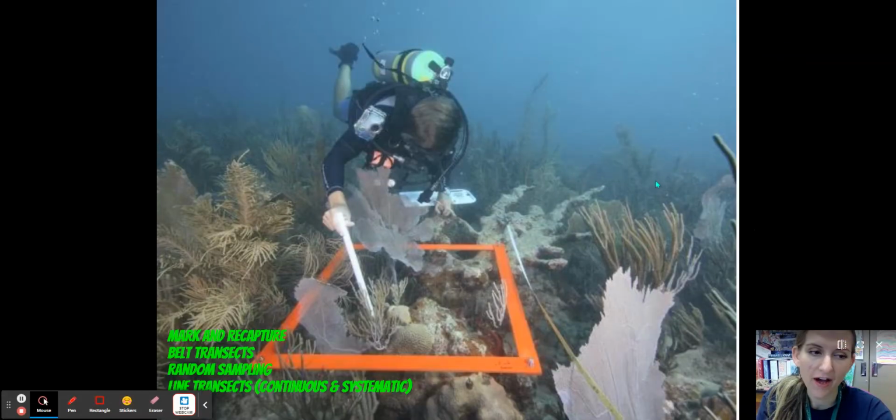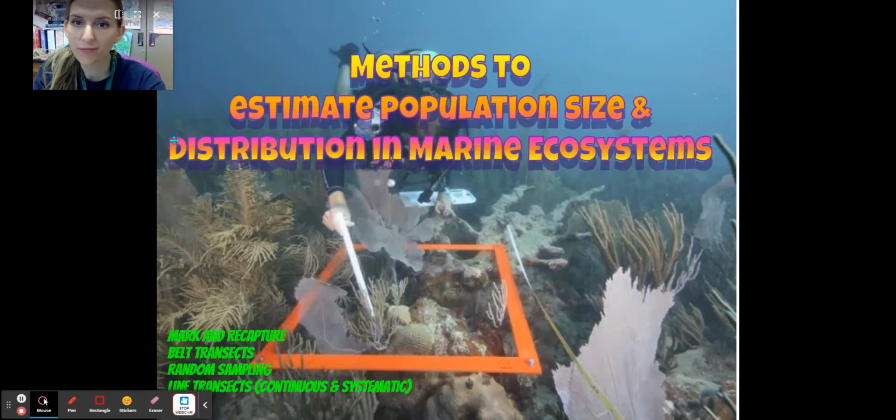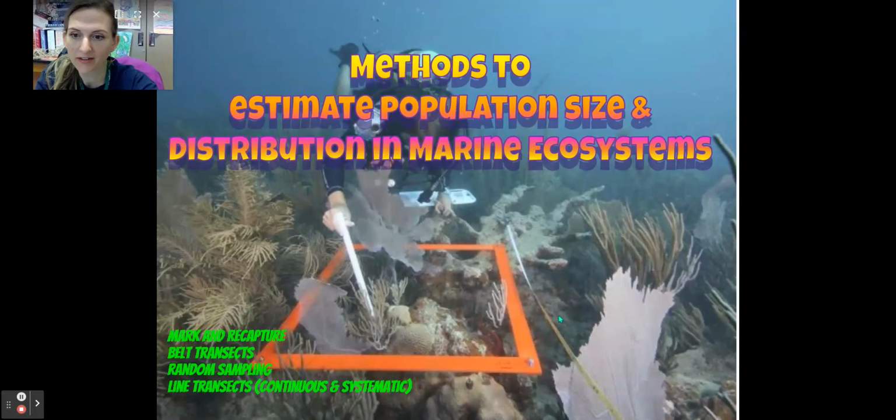Paper 2, I'm going to see if I can run through just population sampling really quick for you. This is going to cover mark and recapture, belt transects, random sampling, and line transect.